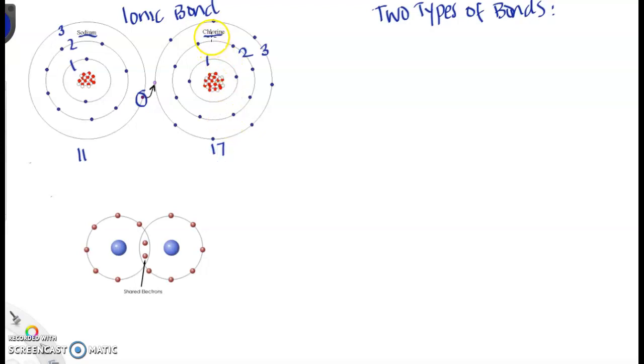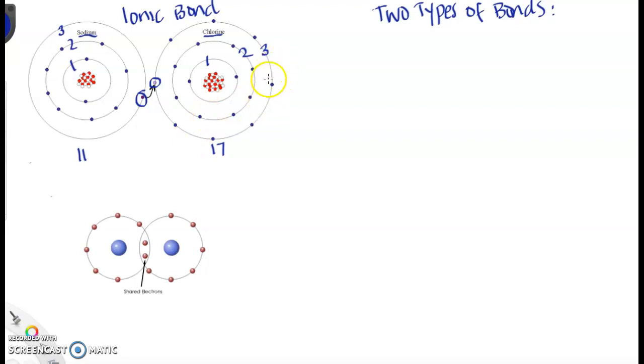Chlorine would really like to fill that outer shell. Sodium would like to kick this one lonely electron to the curb, and it can do that. It can give this electron over to chlorine, where it has a space. Chlorine really wants it, and sodium doesn't really need it or want it. So it will literally transfer this electron over to chlorine.